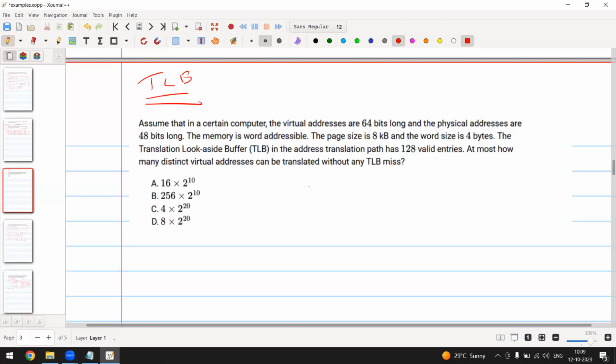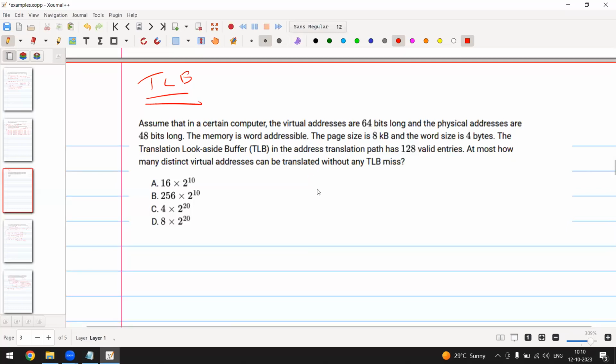If you can find the page table entry from the TLB, then you can directly form the physical address. If you are not able to find the entry in the TLB, then you have to look at the original page table, and even if you cannot find your entry there, then you have to look in the secondary memory. Like that we have seen the flow chart.